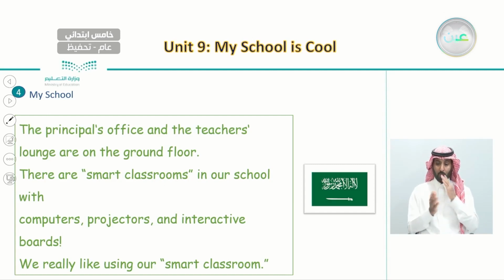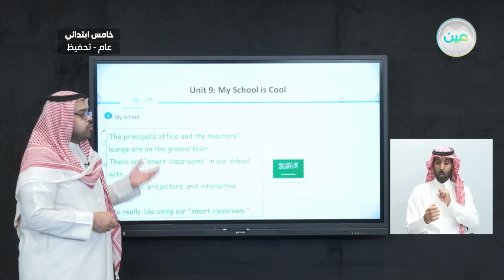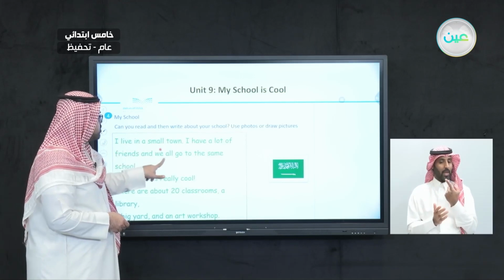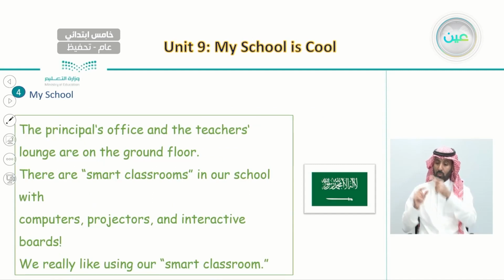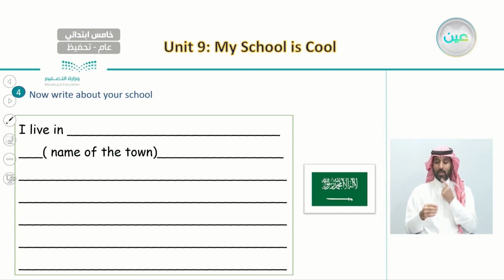So here in this reading, what we read is different things about our school. We talked about where it is exactly, in a small town, and that we have a lot of friends, and almost 20 classrooms and other facilities like an art workshop. And we also said where the principal's office and the teacher's lounge are. We also talked about the smart classrooms with projectors, computers, and interactive boards. So here we need to take all of this information to try to write on our own.